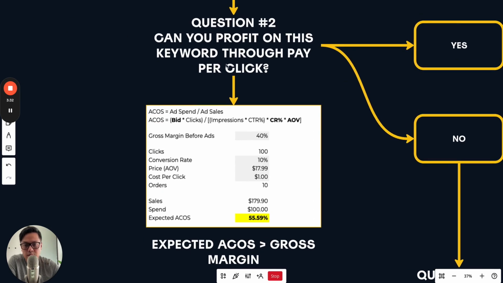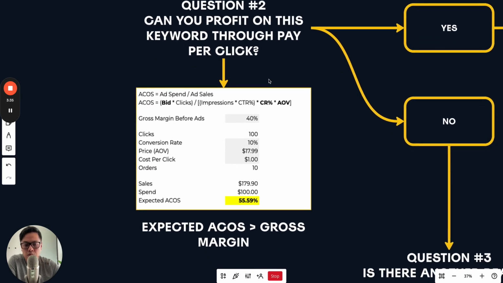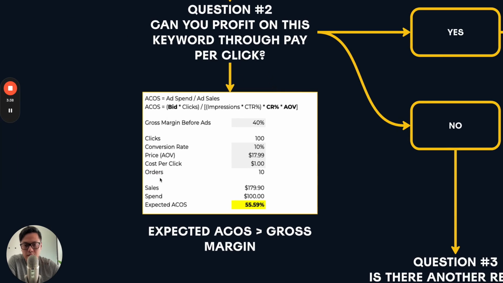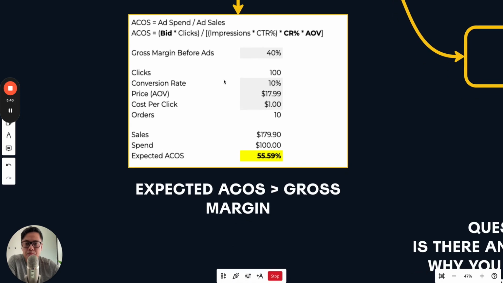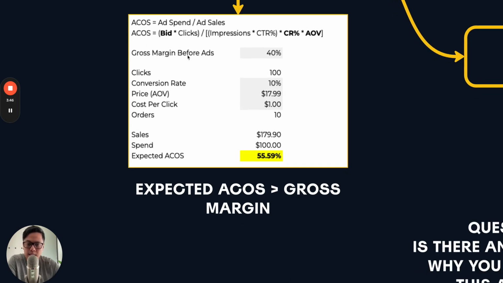Can you profit on this keyword through pay-per-click? So you can calculate this because you know some of these metrics. So here's a quick example. If gross margin before ads is 40%, which is a pretty typical gross margin that you'll see, if your conversion rate is 10%, your AOV is $17.99, your cost per click in general for that market is $1. You can calculate sales, and then you can calculate spend just based on the rough data that we have up here.